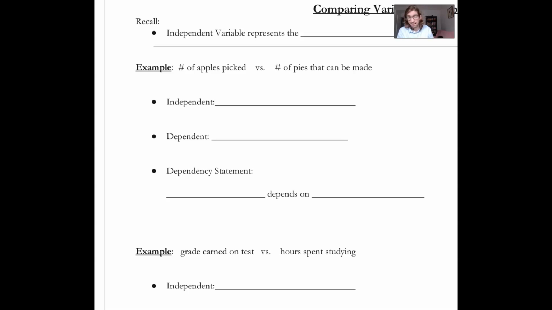So I'm on slide 10. We have to remember that the independent variable represents the input, and the dependent variable, which you can't see on my screen, but you will see on yours, represents the output. We briefly mentioned yesterday or Monday, depending on when you had class, how these two things relate. And we had our dependency statement of output depends on input. So we're going to go through a couple examples of picking what depends on what.